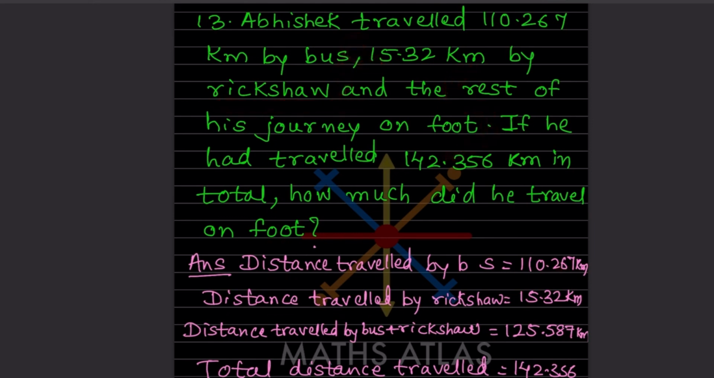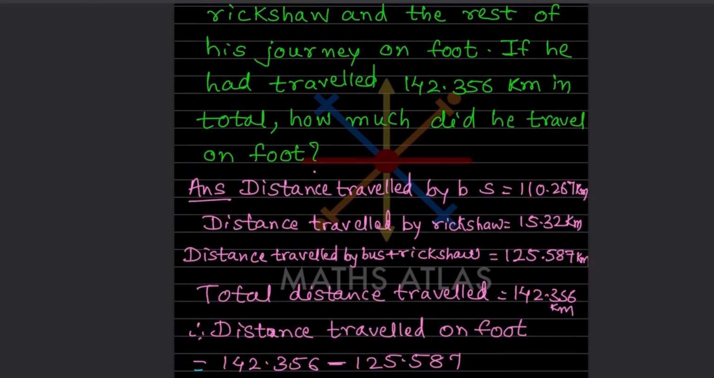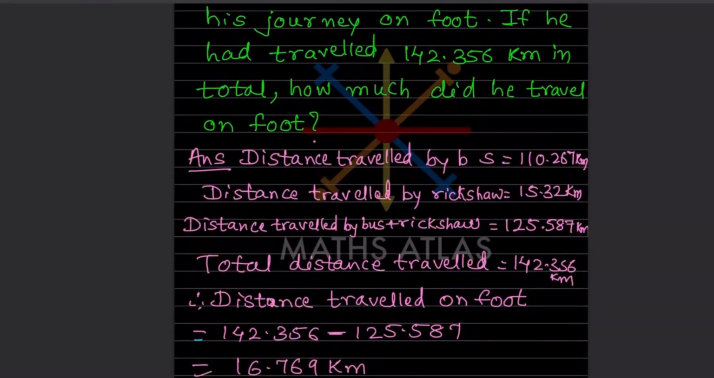So distance traveled by bus plus rickshaw first we have to write. How much is that? You have to add this one. So total distance traveled, when we are adding here, they said if he had traveled 142.356 kilometer in total. So this is the total that is given. And the distance traveled by bus and rickshaw is this much. So from that we can calculate how much he traveled on foot. So we are going to take 142.356 minus, you are going to subtract this number. So this is the distance which is traveled on foot.